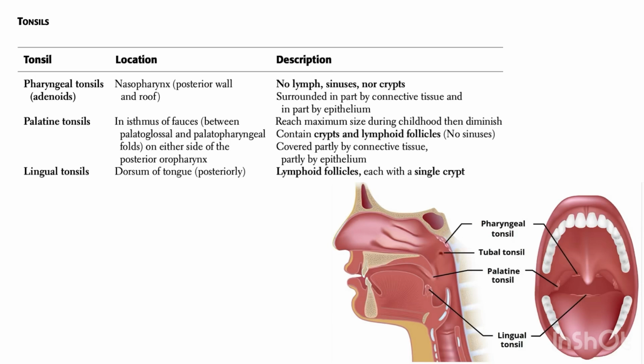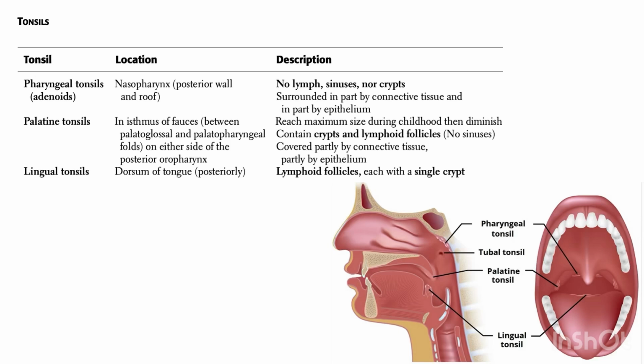The second one is the palatine tonsil. This one is located in the isthmus of fauces. Isthmus means a center place, so it lies between the palatoglossal and the palatopharyngeal fold on either side of the posterior oropharynx. A fun fact is that the palatine tonsil reaches maximum size during childhood, after which it diminishes. This one has crypts and lymphoid follicles. What are crypts? Basically, they are folded spaces which help trap bacteria. It is covered by connective tissue and epithelium.